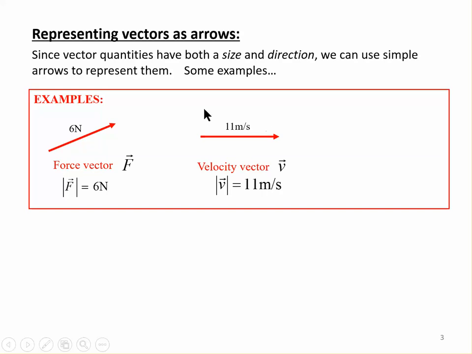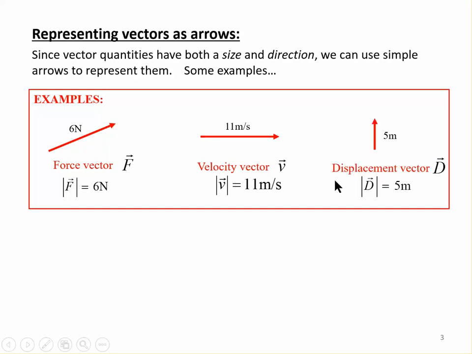I might want to give this velocity vector a name. I might call it v for velocity. And I, again, note that there's an arrow above it. That reminds me that this velocity is a vector. It's not just a number, but it has a direction as well. The magnitude or the size of this velocity vector in this example is 11 meters per second.